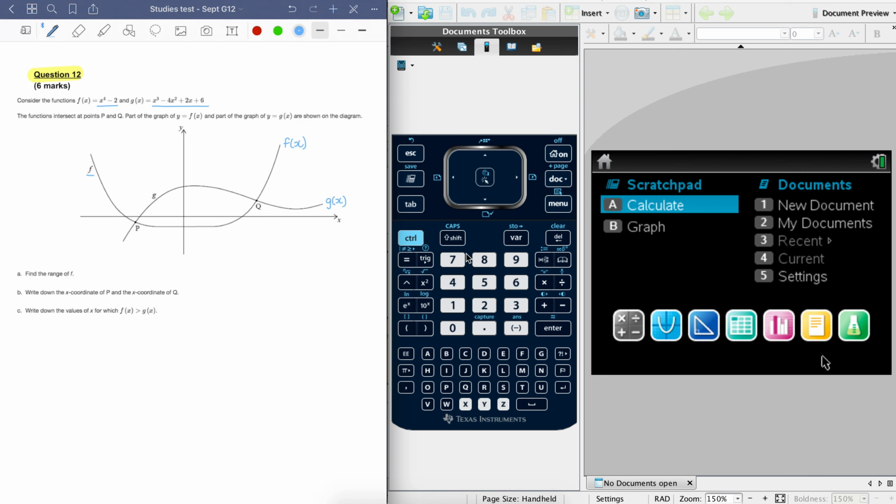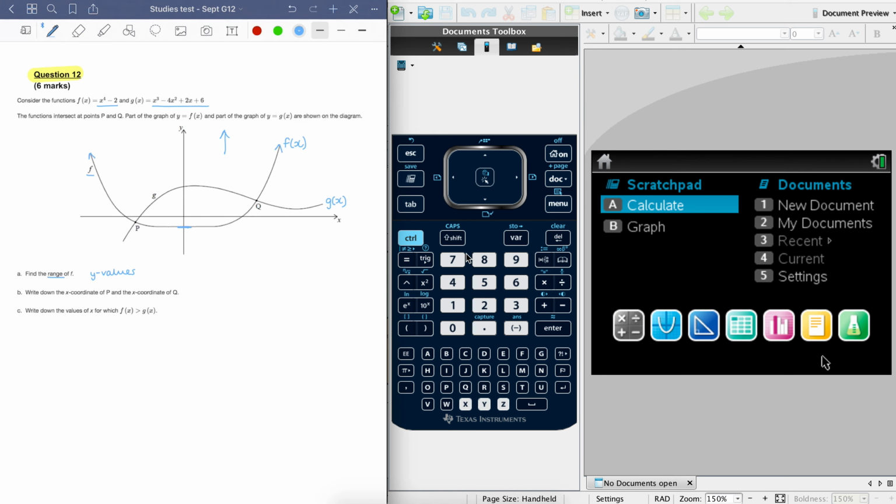To find the range of f, that's asking me for the y values. So what are the possible y values of the function? It looks like it's going to keep going on forever, so it's going to be endless, going as high as it can to y. The only limit is going to be here, which is going to be on your sort of minimum point on the function.